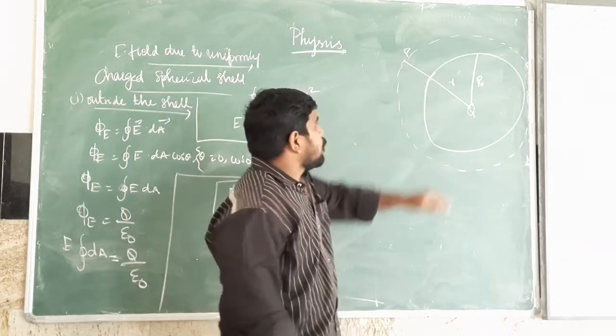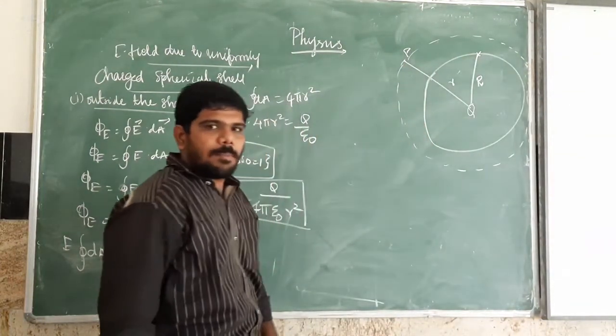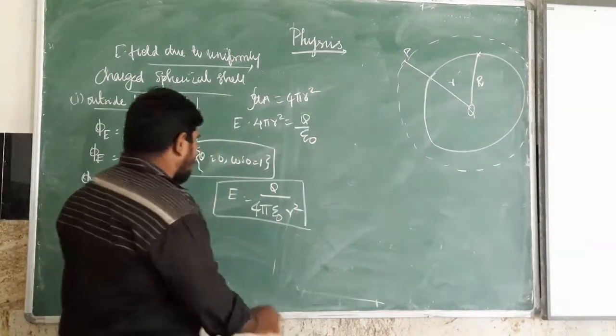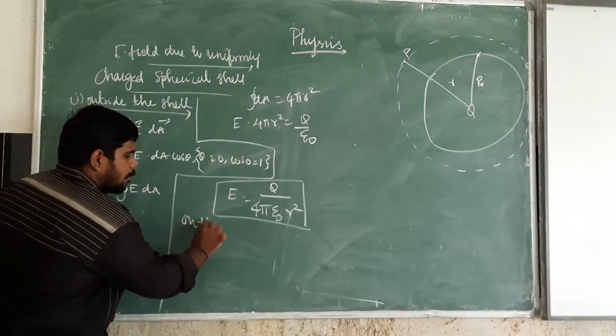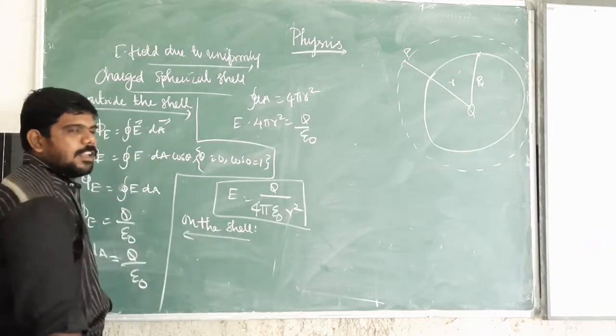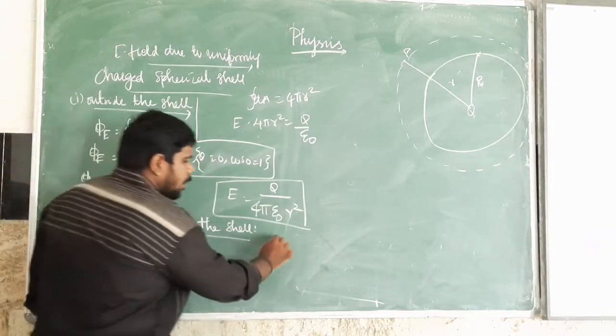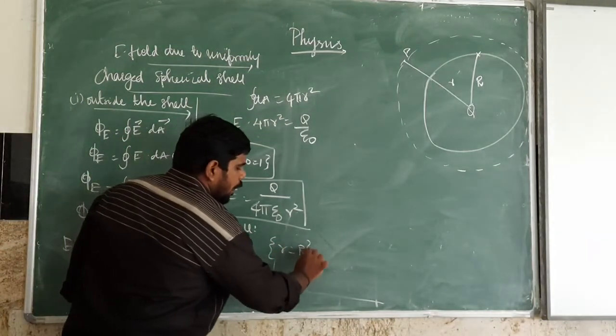In case point P is on the shell, that is the second point, on the shell. If the electric field is at a point on the shell, then the radius small r is equal to capital R.